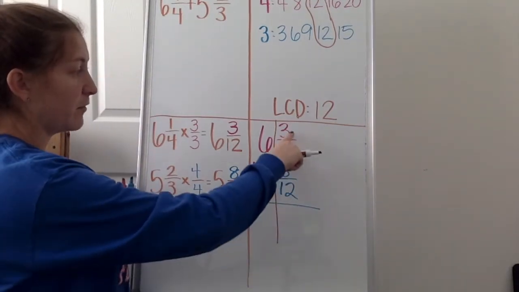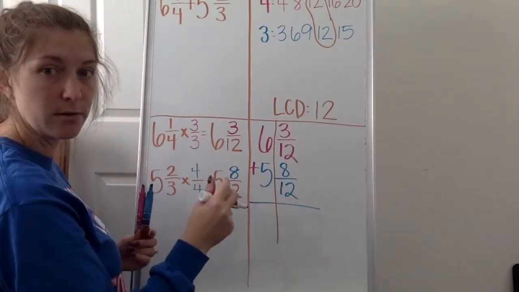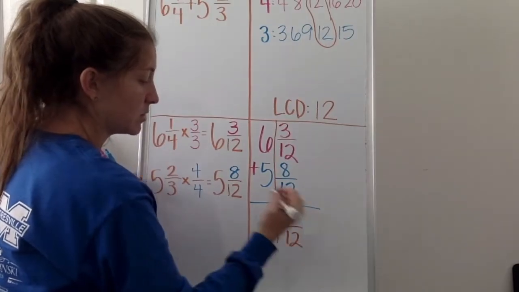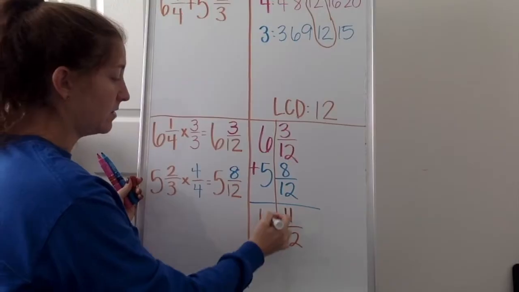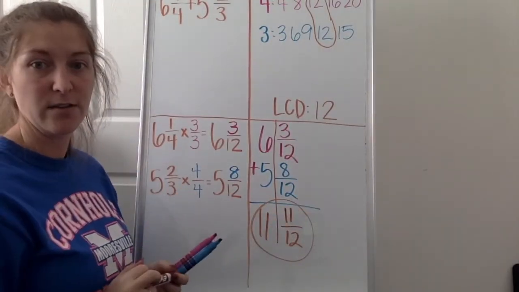So when I look at my fractions, remember we only add numerators. 3 plus 8 is 11. I keep my denominator the same, which is 12. And then 6 plus 5 is 11. So that gives me a final answer there of 11 11/12.